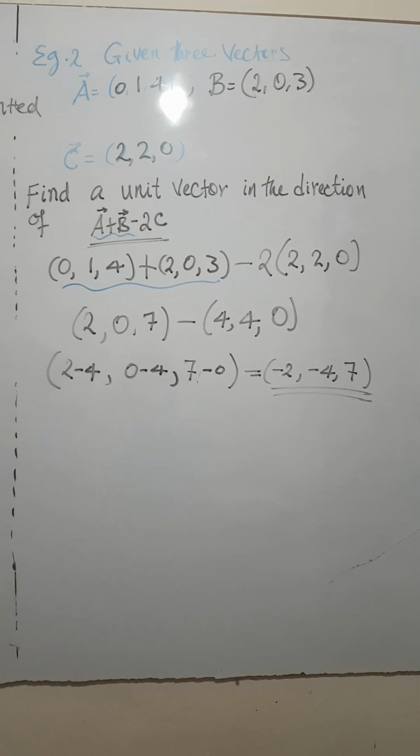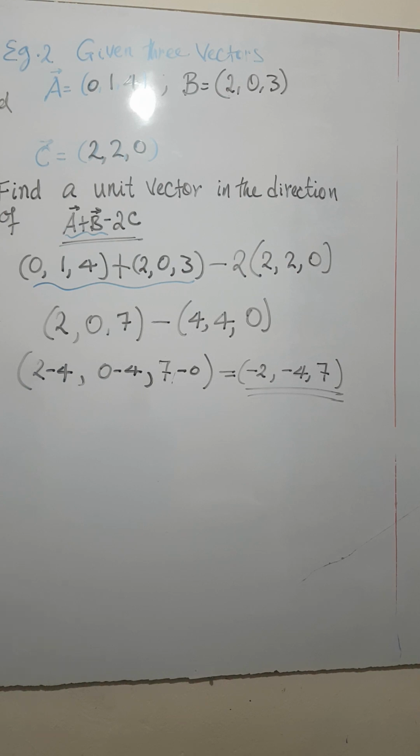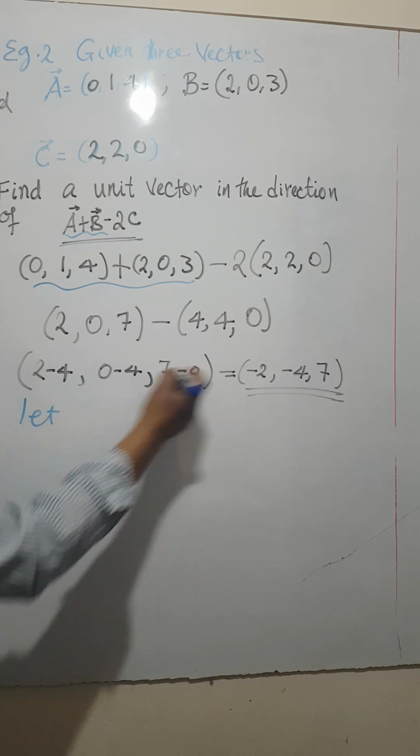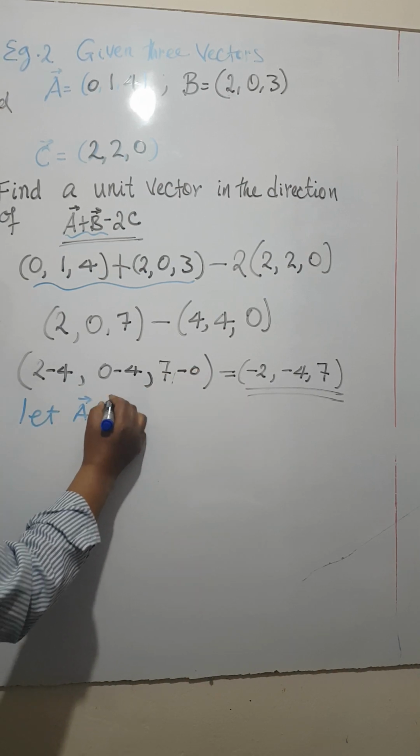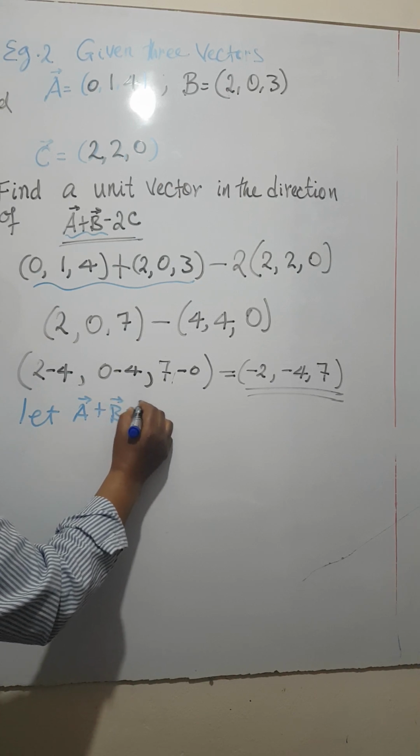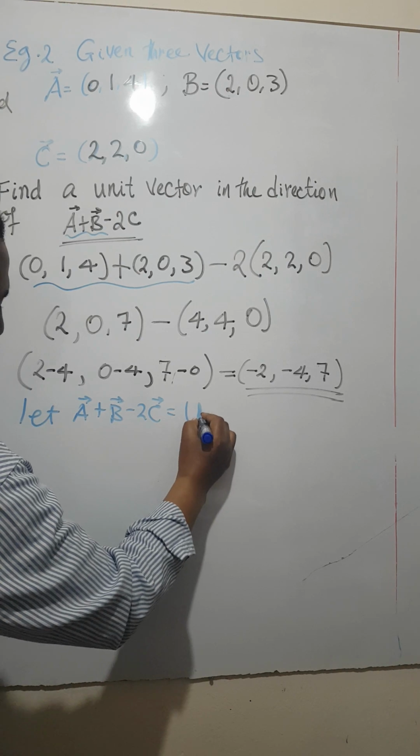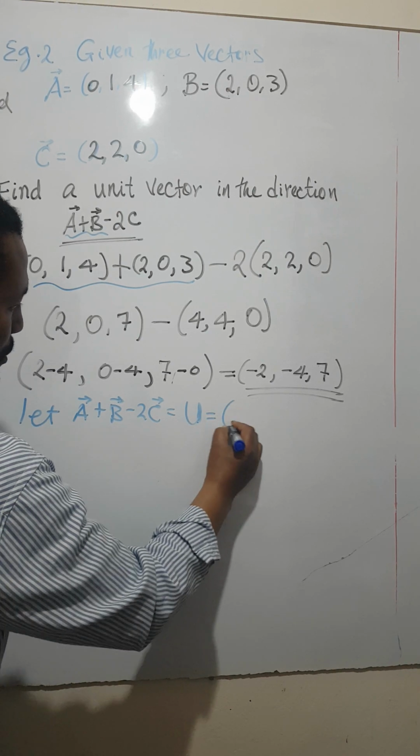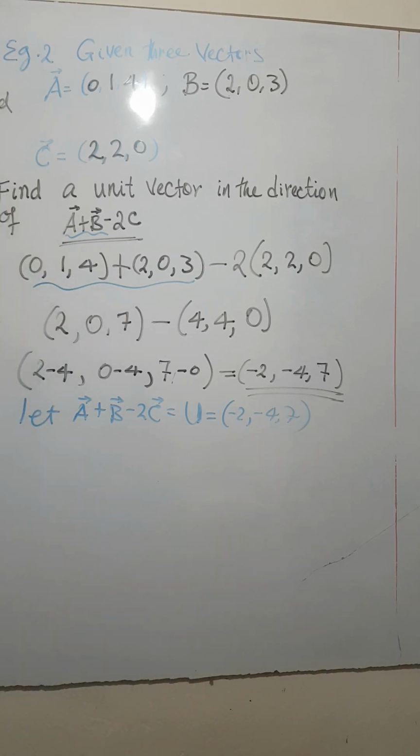Along this vector, we can find the unit vector. For convenience, let this vector, vector a plus vector b minus 2 times vector c, be equal to vector u, which is equal to negative 2, negative 4, 7.